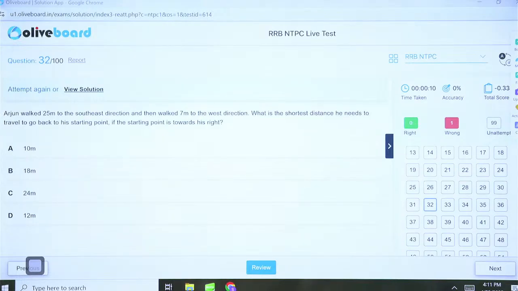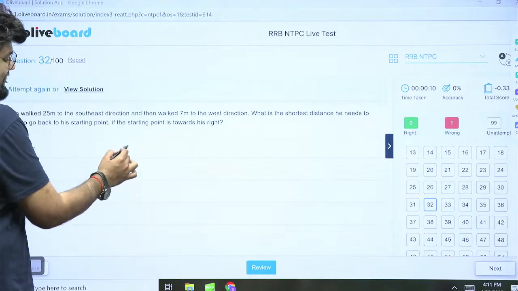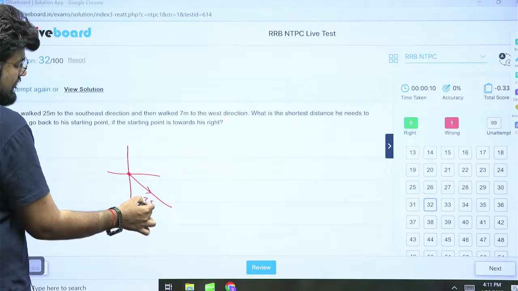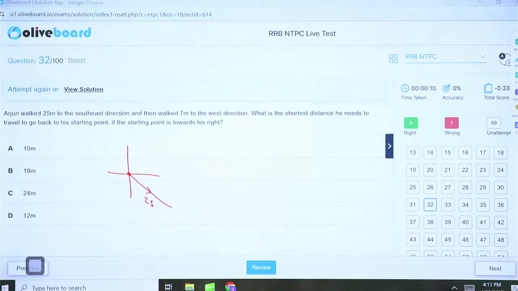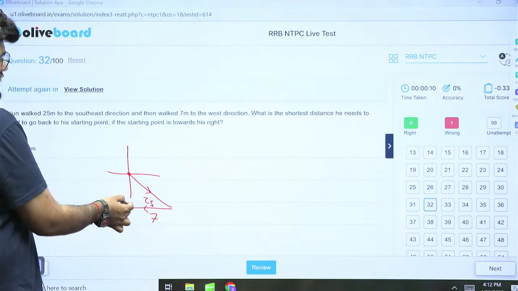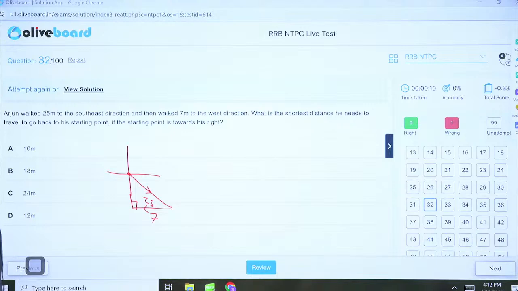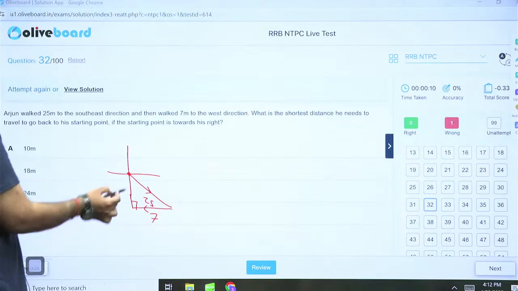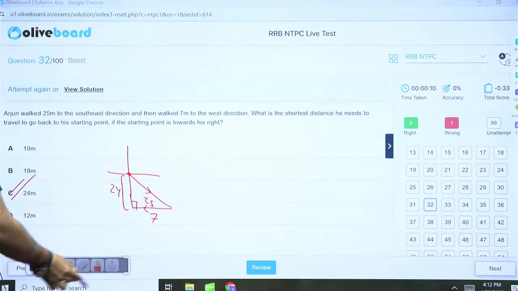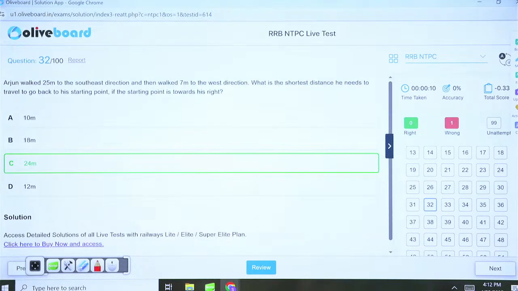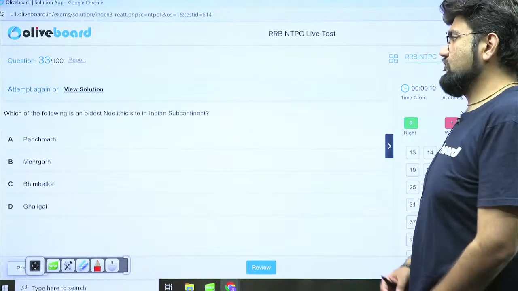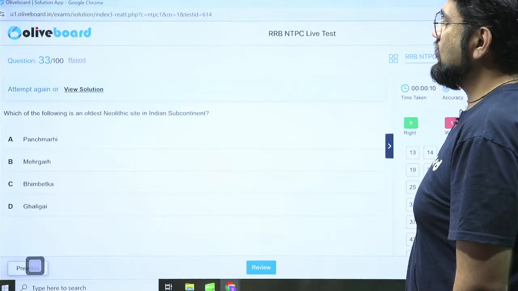So Arjun walked 25 meters to southeast direction. Southeast means, 25 meters. So Arjun started walking here, 25 meters, in the southeast direction, and then walked 7 meters to the west direction. This is a Pythagoras theorem question, I am very sure. What is the shortest distance he needs to travel to go back to his starting point? This is the shortest distance, which is 24. 7, 24, 25. Option C is the right answer. Pythagorean triplet. It's a very simple question. See, if you are aware about everything, this mock was not difficult at all. As far as I can say, I would not call it at par with the NTPC level, but it keeps changing.